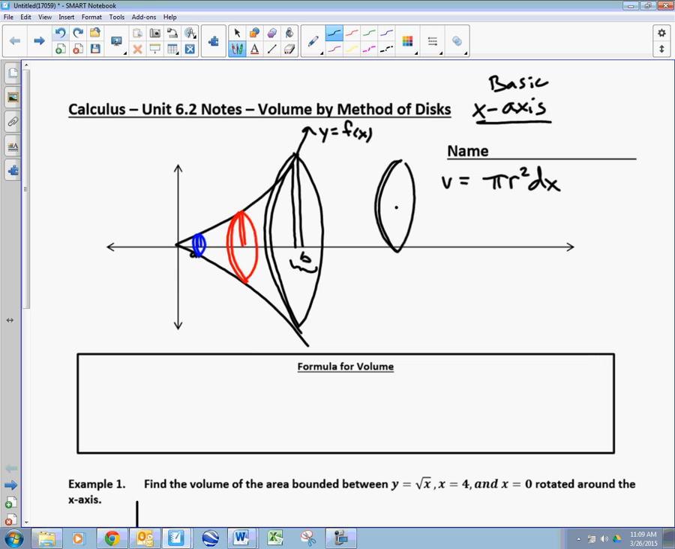Dx. Now, we've done a lot of integration where you understand that if I have a dx, what kind of variable do I have to have all the way through? X. And so what gives me my radius? What gives me the distance from the x-axis to the y value, which is f of x. So the volume of each disk is pi times the quantity f of x squared times dx.